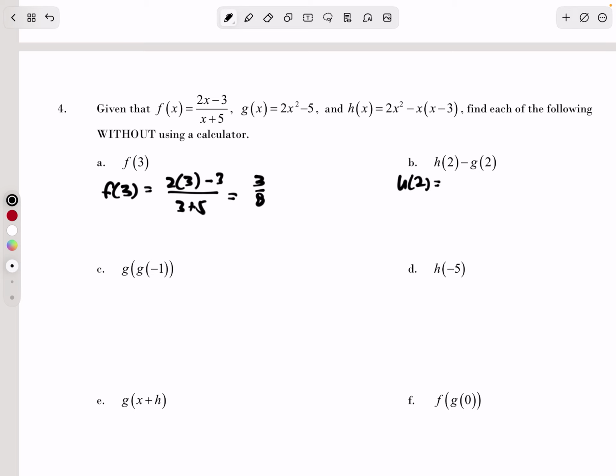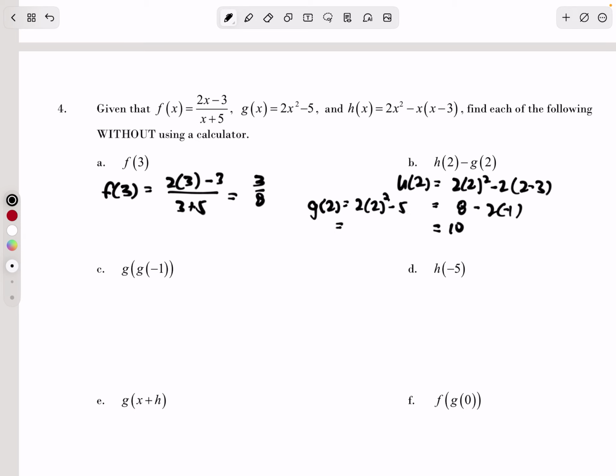We'll go across. h of 2 minus g of 2. Well, h of 2, remember, in the h function, replace every x with 2. So 2 times 2 squared, that's a lot of 2's, minus 2 times 2 minus 3. Oh boy, what is that? 2 times 4 is 8, minus 2 times -1. I think that's 10. I'm running out of room.